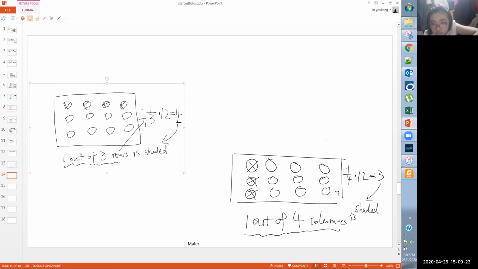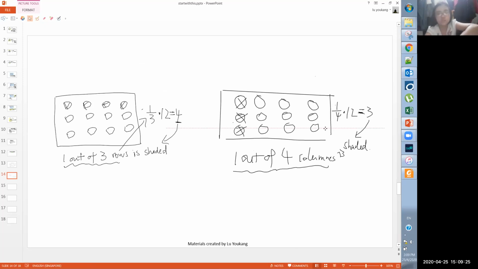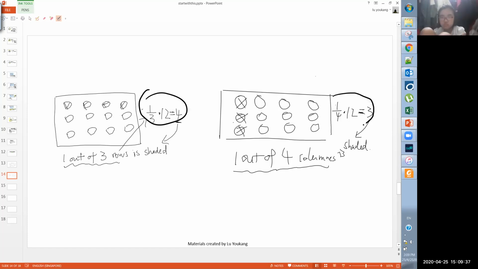So what is the difference between these two pictures? When you times, it is different. So what is the difference between these two pictures? Okay, so let's look at this first. Let's look at picture 1.